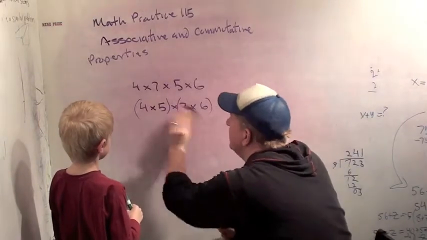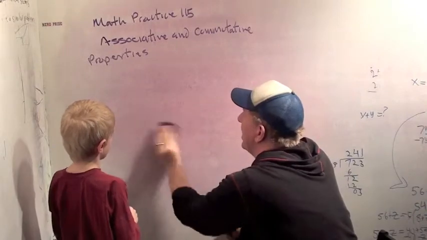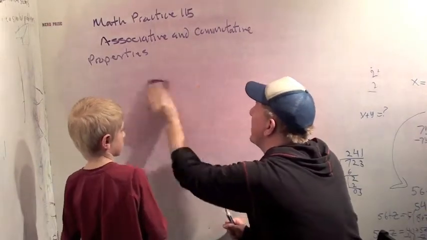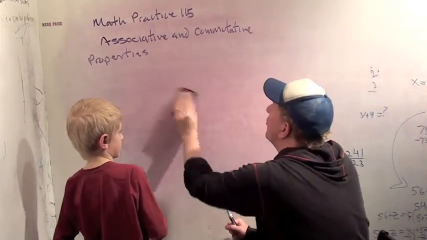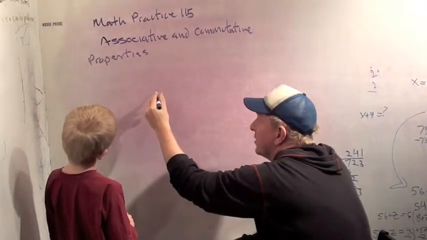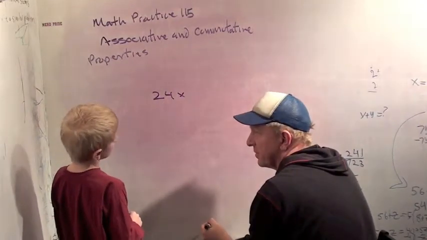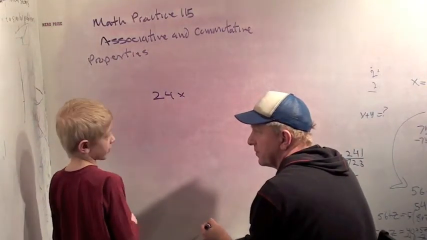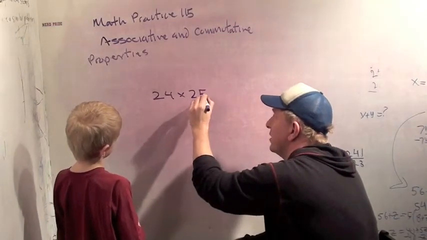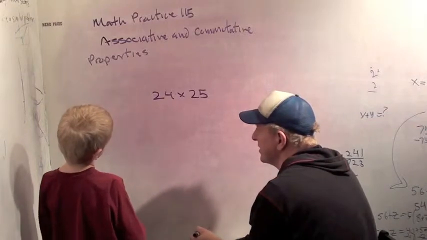Now you want a challenge problem? Yeah. Okay. Here we go. How much money is 24 quarters? Ooh. 24 times how much money is a single quarter? Well, a single quarter is 25 cents. Okay, so we have to figure out what is 24 times 25. Ooh, how are we going to do this?